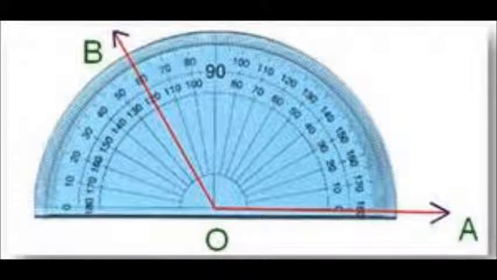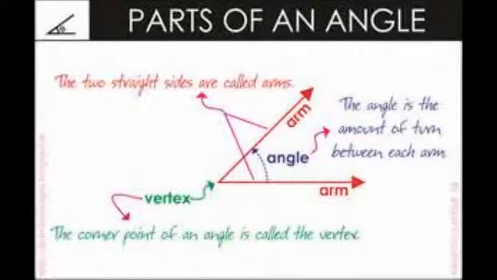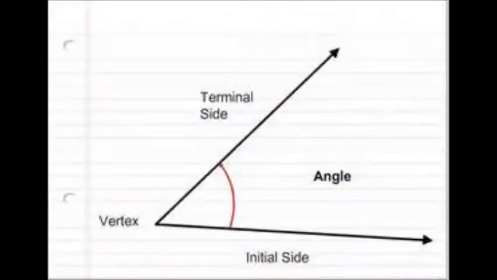But before we can use a protractor, we have to understand exactly what an angle is. An angle is formed by pieces. An angle has two sides. We call those sides arms. Each arm is going to be referred to as either a terminal side or an initial side. When the terminal side and the initial side meet, they are going to come together at a vertex. That is when we get an angle formed. That angle is something that we can measure using our protractor.